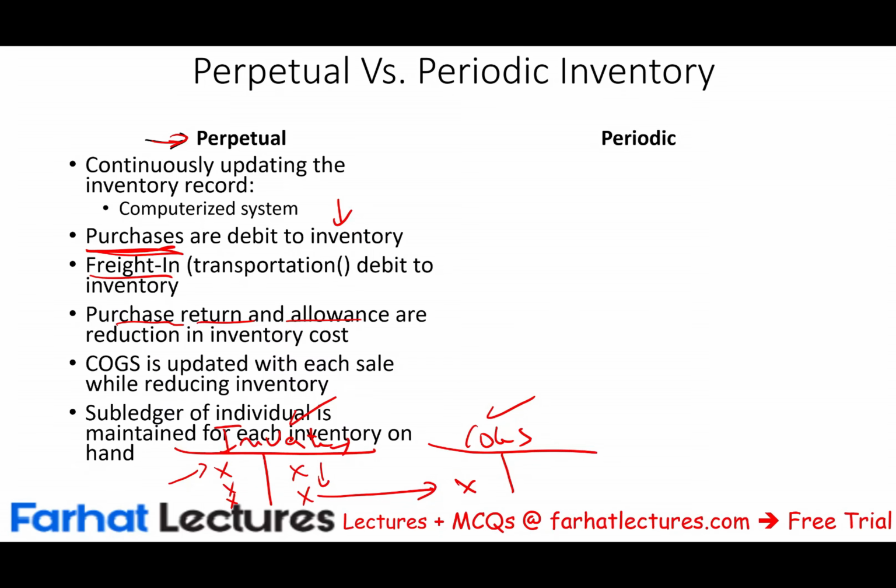This is the perpetual, it's the advanced one. The periodic system. Periodic system means what? Inventory recorded, updated periodically. So when do we know how much inventory we have? When we count. Periodically, we count the inventory, then we know how much. Versus perpetual, continuously knowing exactly how much inventory we have.